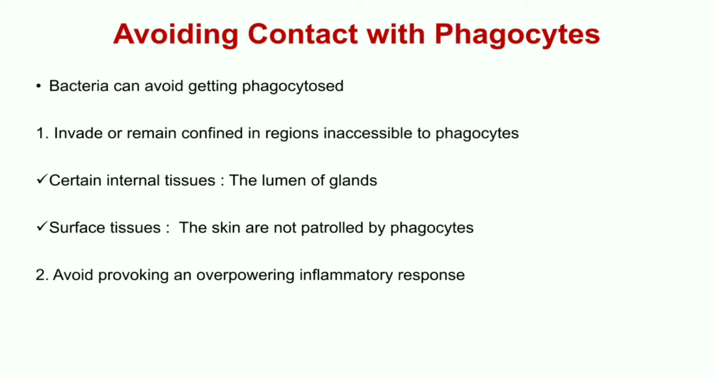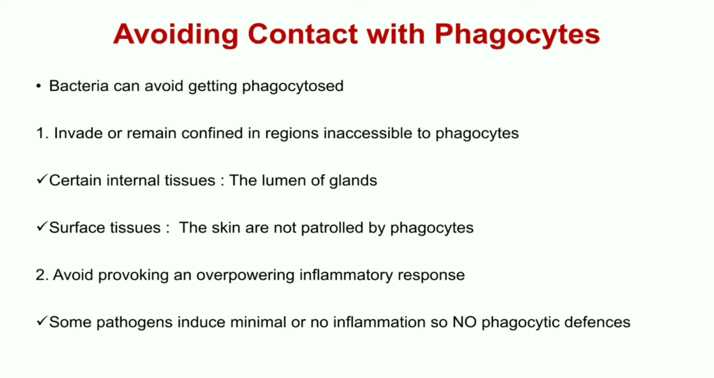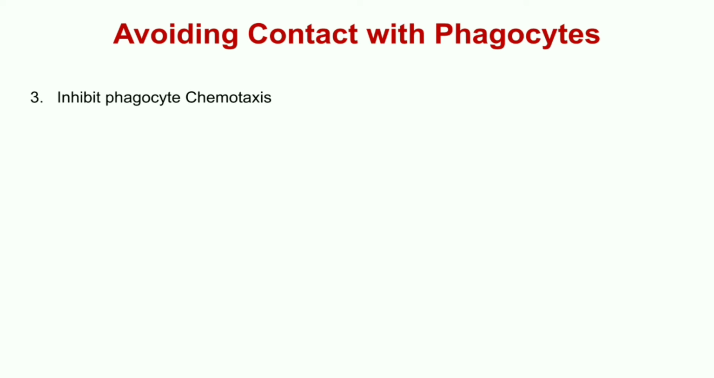The second strategy to avoid contact is to avoid provoking an inflammatory response. Some pathogens induce minimal or no inflammation, thus completely avoiding phagocytic defenses. The third strategy is to inhibit phagocyte chemotaxis or movement of phagocytes at the site or point of entry.